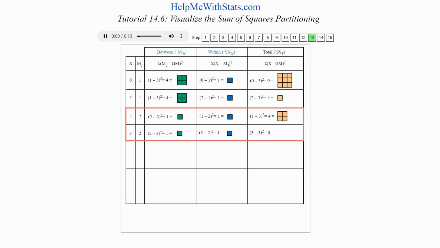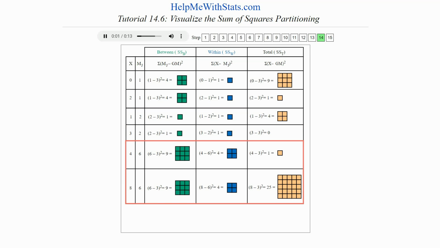Here are the calculations for the scores in the second group. Notice that the between group squared deviations are both 1, because the mean of this group is only 1 unit away from the grand mean, 1 squared equals 1. Here are the calculations for the scores in the third group. These scores contribute the most variability because this mean is the furthest away from the grand mean and the scores are furthest away from the group mean.